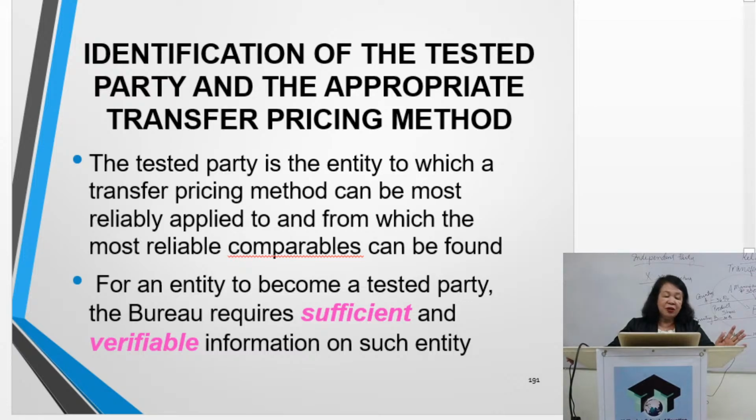Why? Kasi hindi mo siya magawa na tested party, hindi mo siya magawa ng comparability analysis, ng transfer pricing analysis, kung wala siyang sufficient and verifiable information. No? Kasi information documentation is very, very important in the making of transfer pricing analysis. No? So, pag sinabi mo sufficient, sapat, enough, no? Enough yung information na kailangan mo. At pag sinabi mong verifiable, it can be verified sa third parties na information. No? Kasi hindi yung haka-haka lang, hindi yung allegations lang, hindi yung sinasabi lang, but it can be verified.